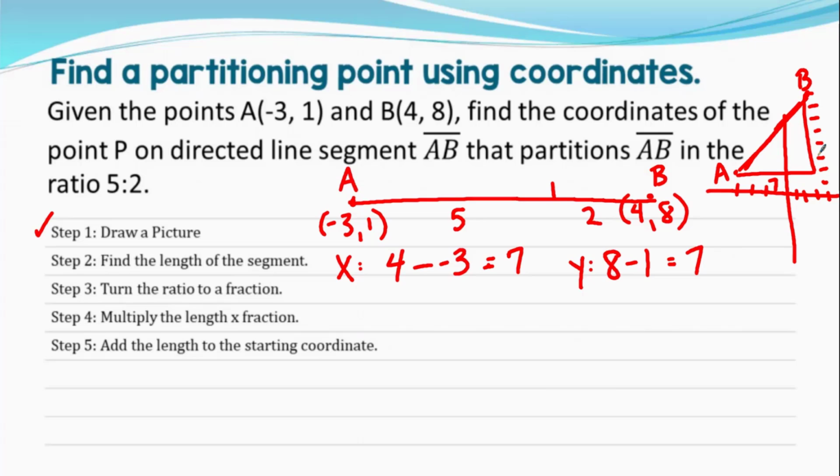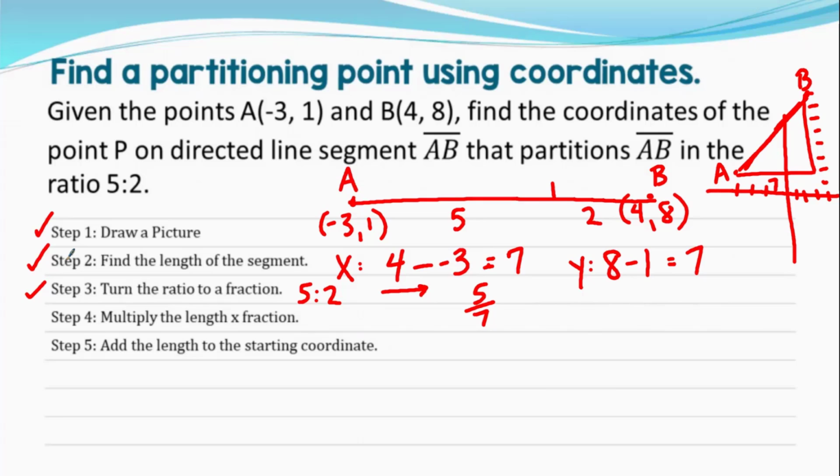Now my next step is to turn that ratio into a fraction. So we are looking at a 5:2 ratio. So that is the same as 5/7 of the total distance. Okay. Now I'm going to come down here.